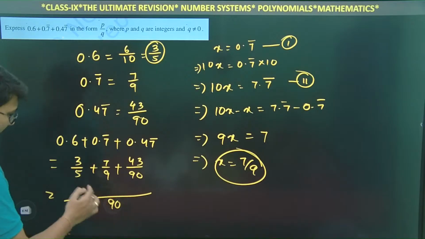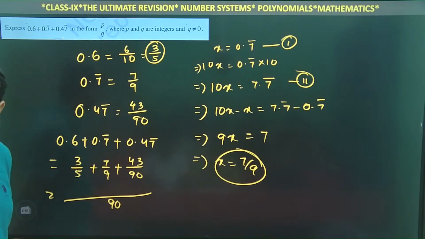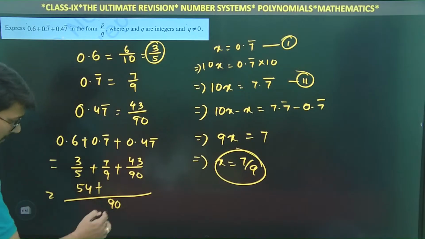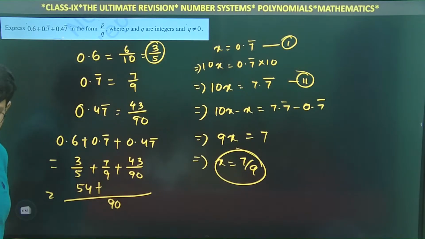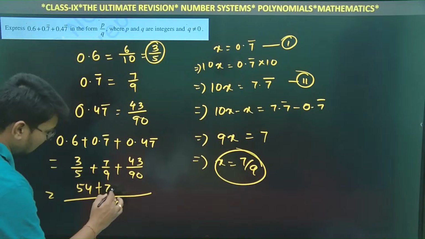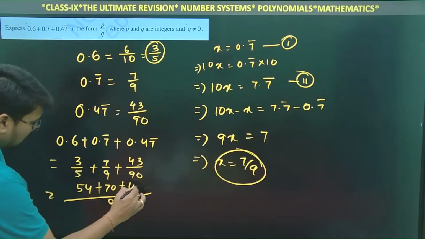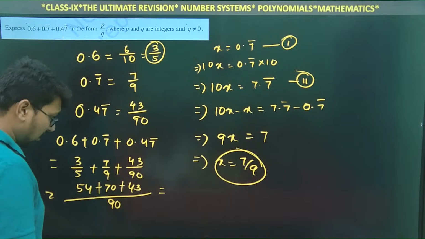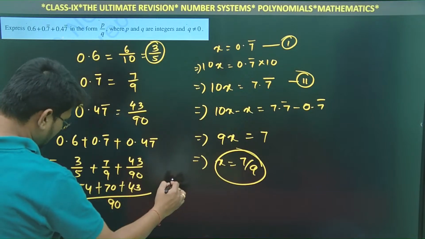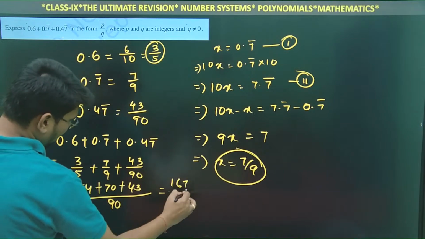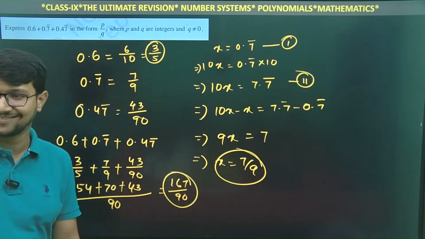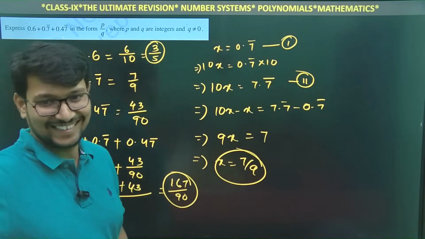Done. So 90 divided by 5 is 18. 18 times 3 is 54. Plus 90 divided by 9 is 10, 10 times 7 is 70. Plus 43. So how much is that? 167 by 90 is the final answer. Got it? You are correct.